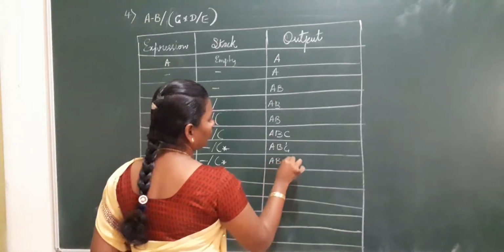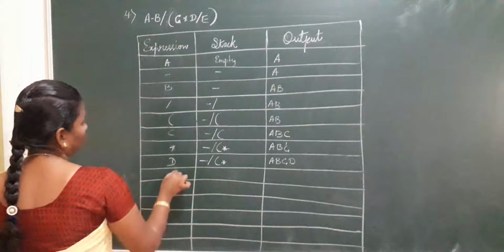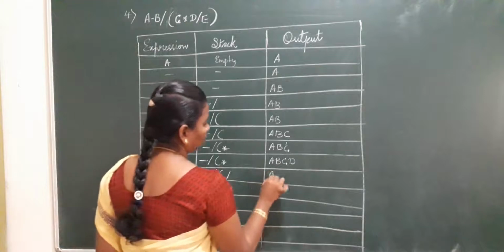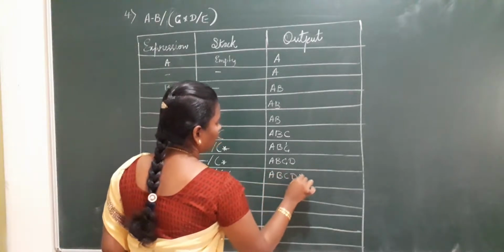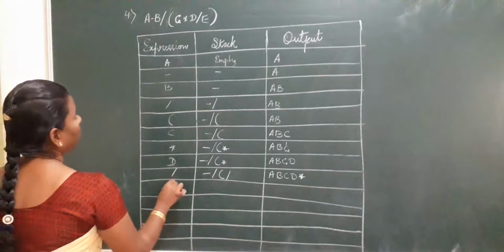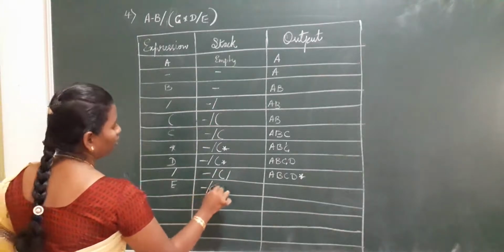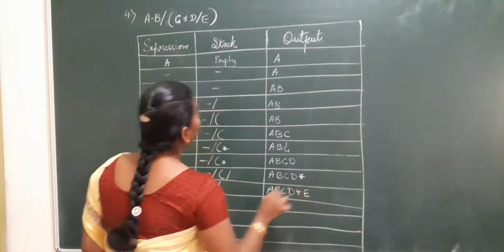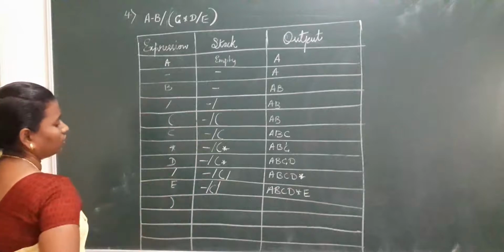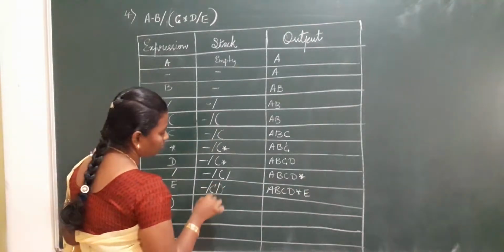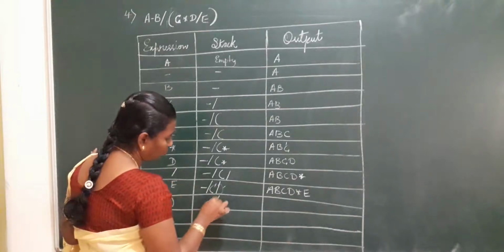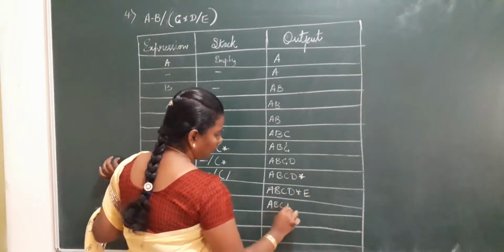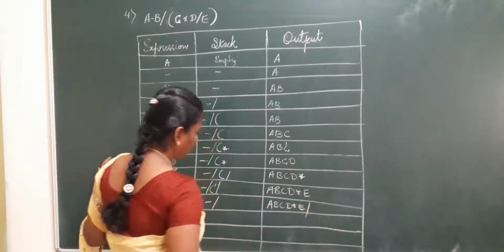A, B, C, D. The slash, so this will go out. Okay. Next I have E. So E will go to your output. Okay. Next I have a closing bracket. So when I encounter a closing bracket, opening and closing will get cancelled. The slash will go to your output. Only minus and slash will be left in the stack. So this will be A B C D star E slash.